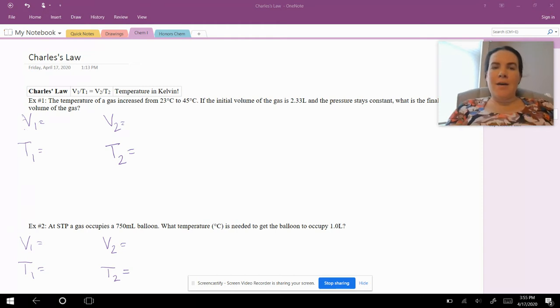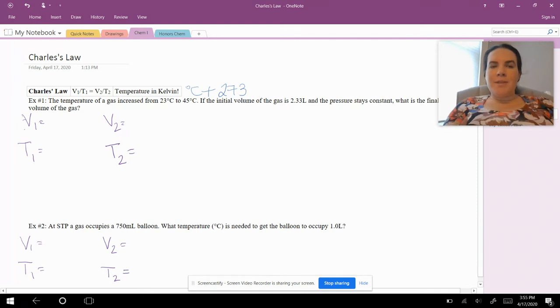So to get Kelvin temperatures, that's going to be degrees Celsius plus 273. The Kelvin scale is based on absolute zero, and it has to do with how fast the particles are moving. We need to use that for the math to work out. So with these problems, you're going to be given three numbers again, and you're solving for the fourth.